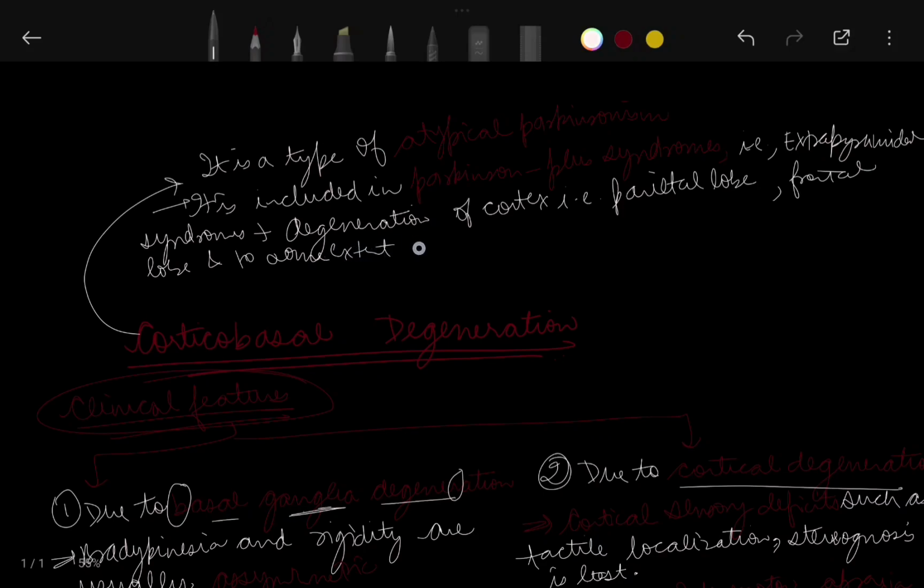extent the occipital lobe. Okay, it is a type of atypical Parkinsonism and it is included in Parkinson plus syndrome, that is EPS, extrapyramidal syndrome, plus degeneration of the cortex, that is parietal lobe, frontal lobe, and to some extent occipital lobe. There is EPS and degeneration.